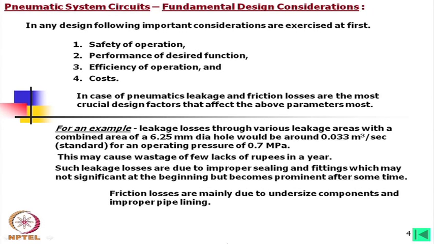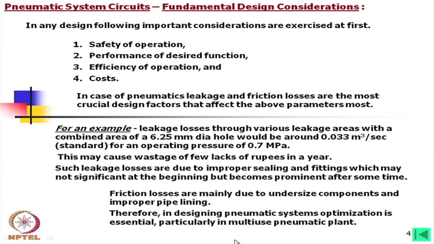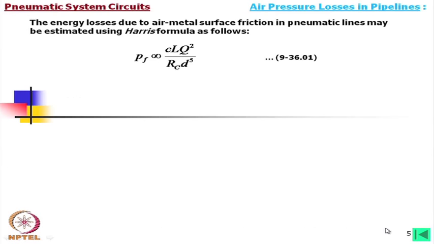Now, you see that while we are making this pipe lining, definitely we will select the optimum size. It should have minimum leakage loss as well, and it should not have a huge volume, because to fill that whole conduit the amount of air would be too high, and there will always be leakage losses. So, we cannot control the leakage losses in any other way. Therefore, in designing a pneumatic system, optimization is essential, particularly in a multi-use pneumatic plant.